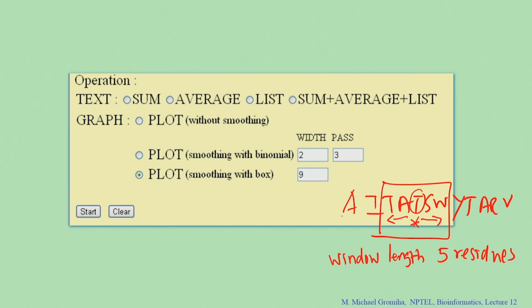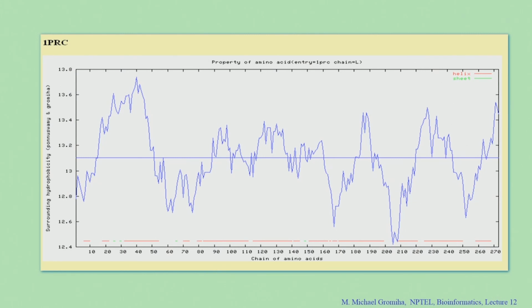For the first residue, we do not have the left side residues, the first 2, if we have a window length of 5, while all the other residues have 5 residues in the window. Now if you do this, for example with a smoothing box of 9, we will get a plot like this. Can you see the difference between the previous plot and this plot?